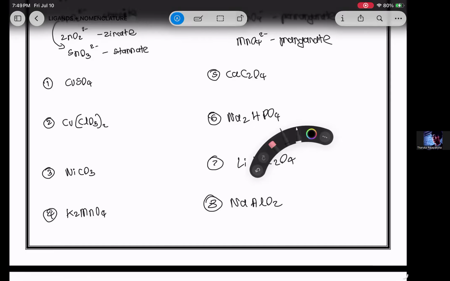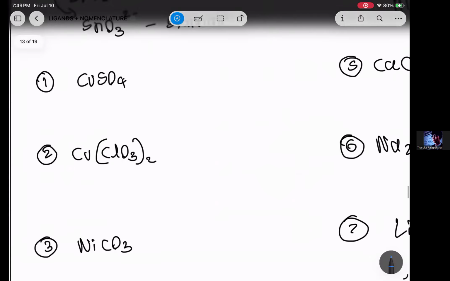Copper 2 sulfate would fit the first one. Plus sulfate, I will write copper 2 sulfate. Copper 2 you have to write together, and then leave a space and write sulfate. This one, copper 2.